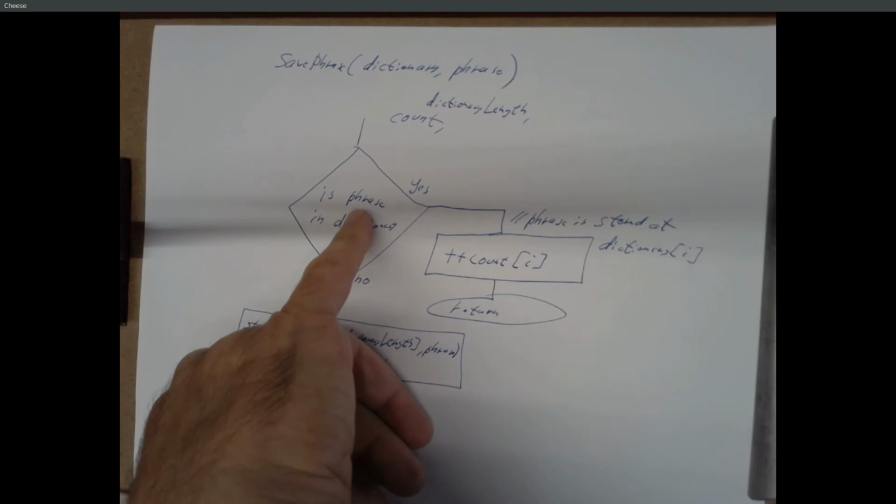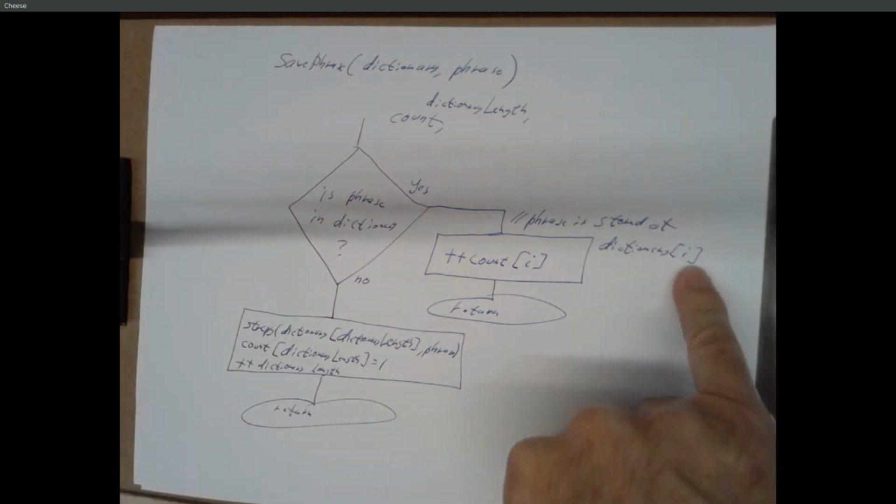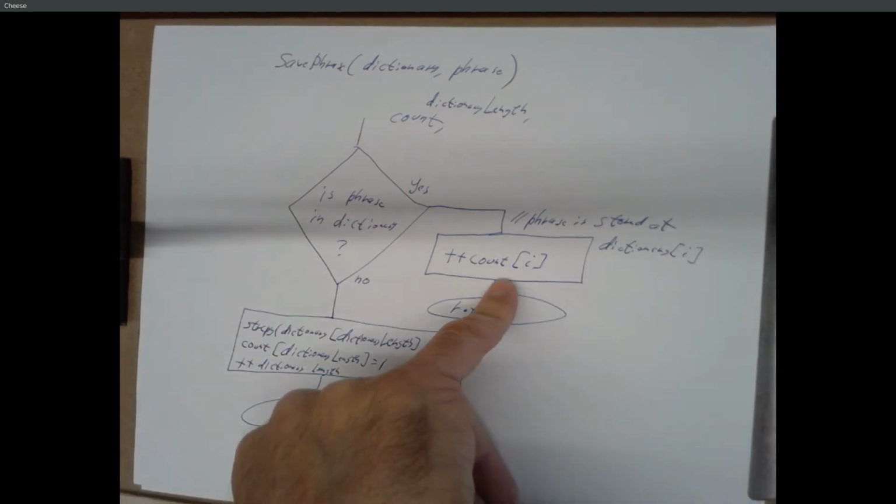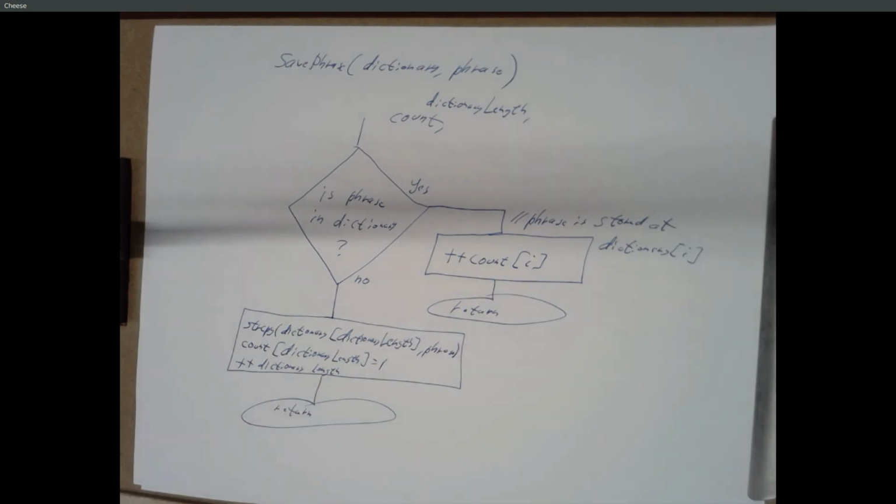If the phrase was already found in the dictionary, assuming it was found at position I, just increment count[I]. Don't change the length because it's not a new phrase. Don't copy your phrase because it's already in there.